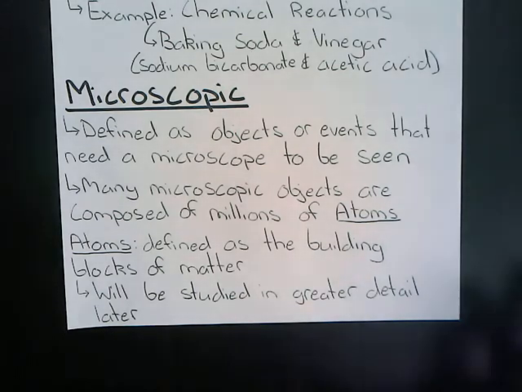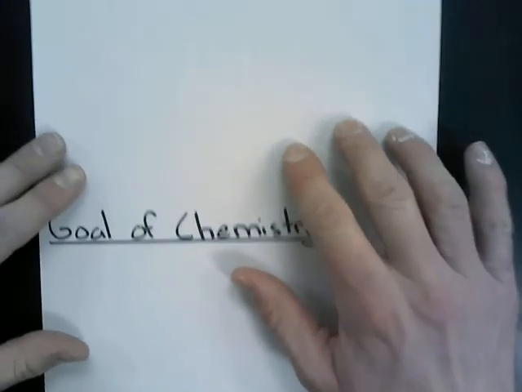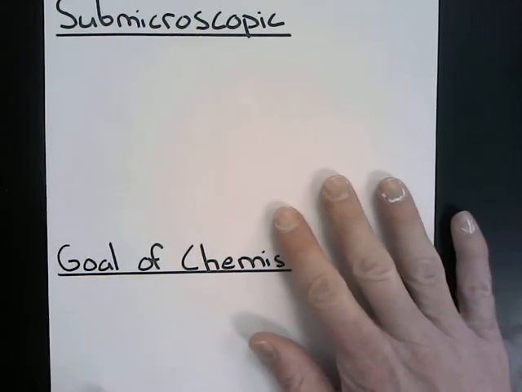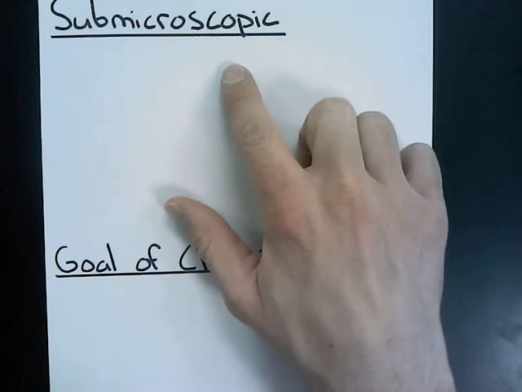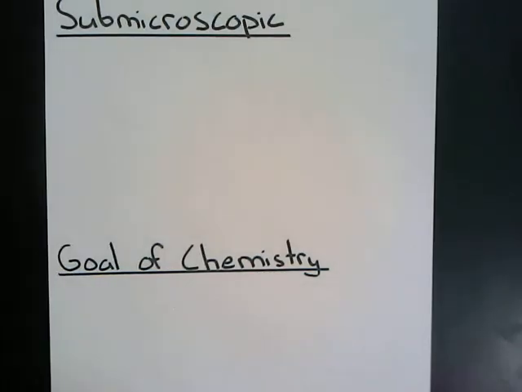Now, let's go a little bit further here with this microscopic business, and we're going to eventually tie it into the role that it plays in chemistry. So we have this additional term here, a submicroscopic event. A submicroscopic event consists of objects like atoms that are so tiny that they can't even be seen with our optical microscopes.